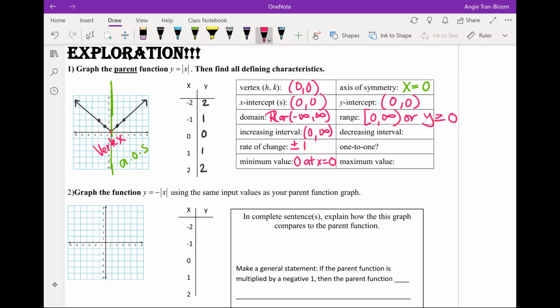Do we have a decreasing interval? That means if I keep going to the right, is there ever a location where y is going down? No. Sorry, you have a question, Maggie?